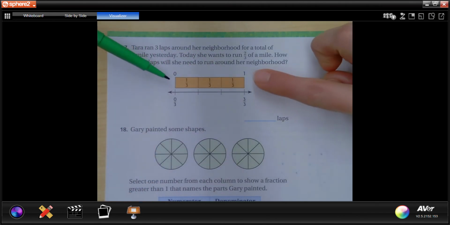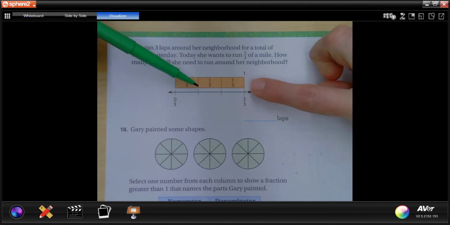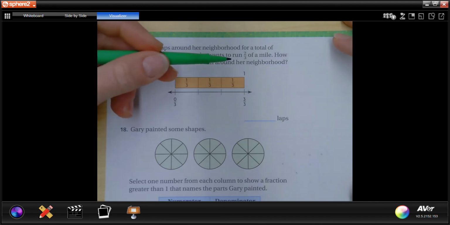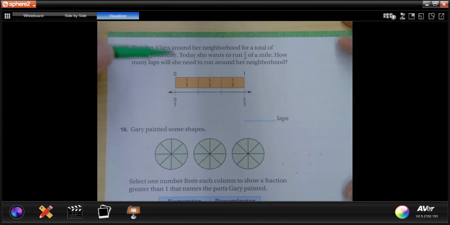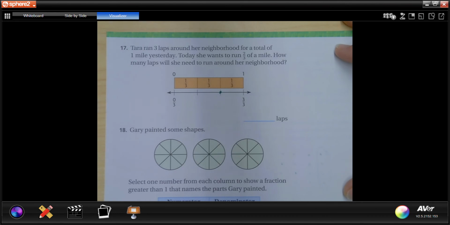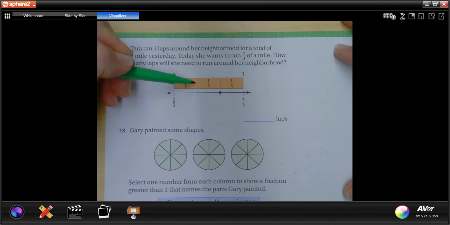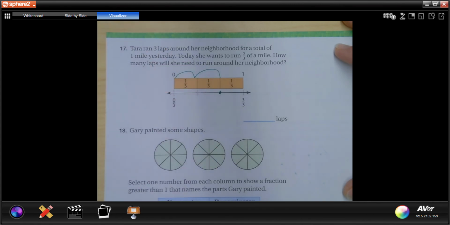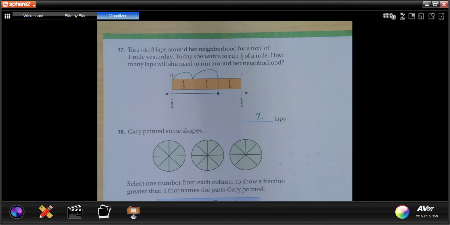Well, if we know 1 whole mile is cut into 3 laps, 1, 2, 3 laps, and she wants to go 2/3 of a mile, let's find 2/3 of a mile. So 2/3 of a mile is how far Tara wants to go. Well, how many laps is that? We know that each part is 1 lap, so 1, 2 laps. So Tara needs to run 2 laps around her neighborhood to run 2/3 of a mile.